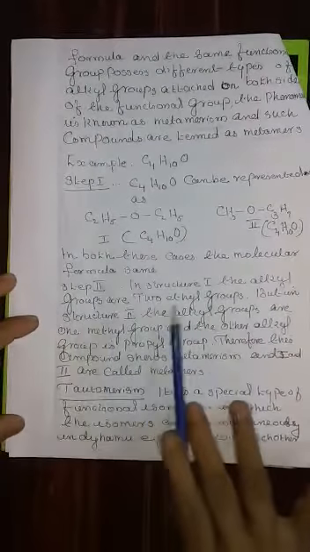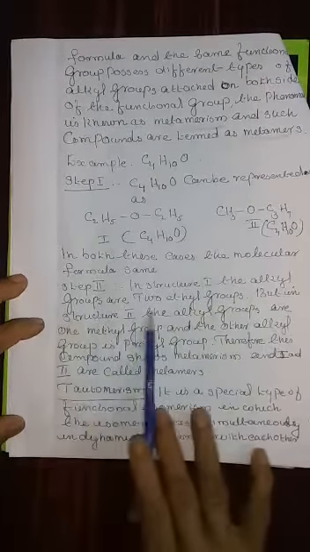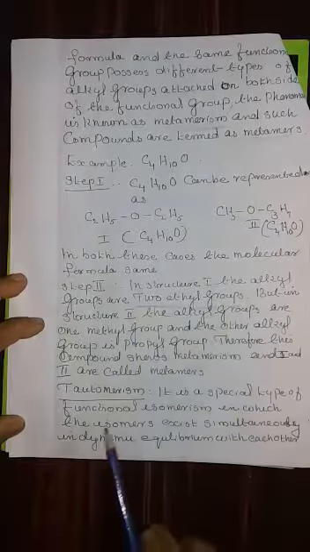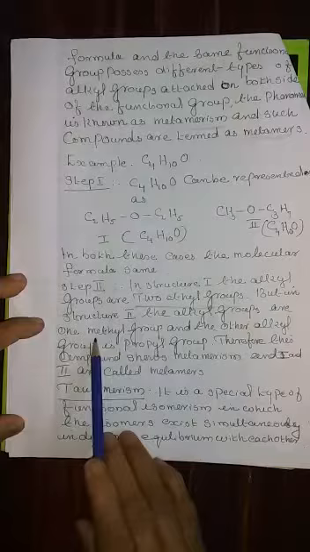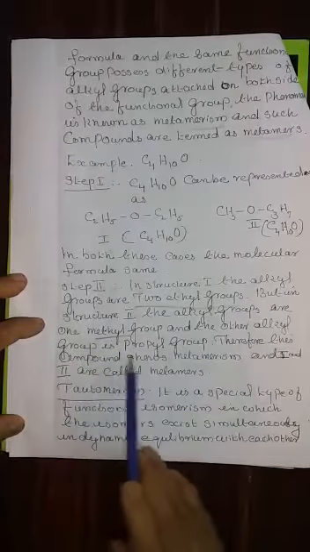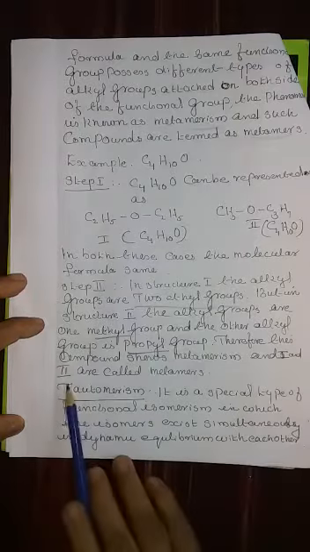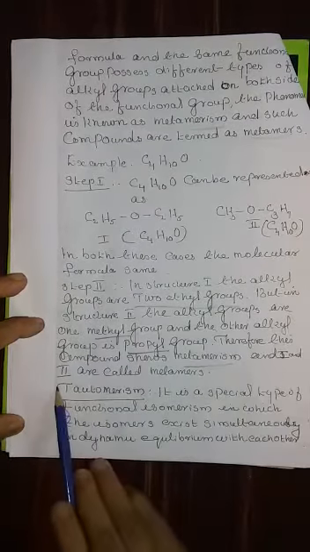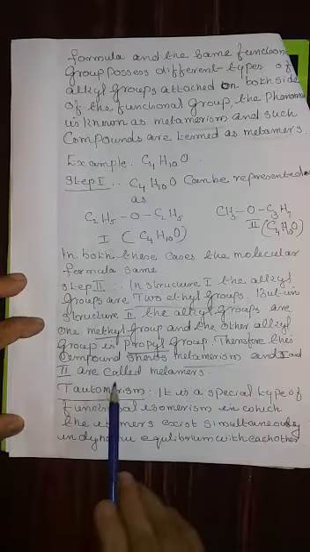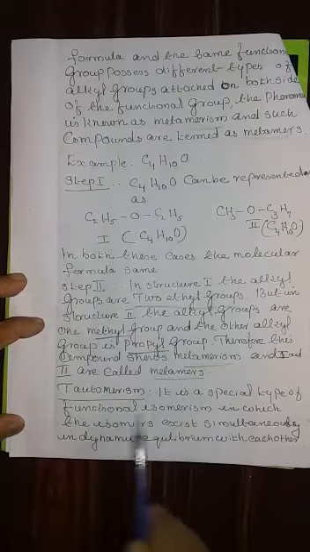Step 2. In structure 1, the alkyl groups are two ethyl groups. But in structure 2, one alkyl group is a methyl group and the other is a propyl group. Therefore, this compound shows metamerism, and structure 1 and structure 2 are called metamers.